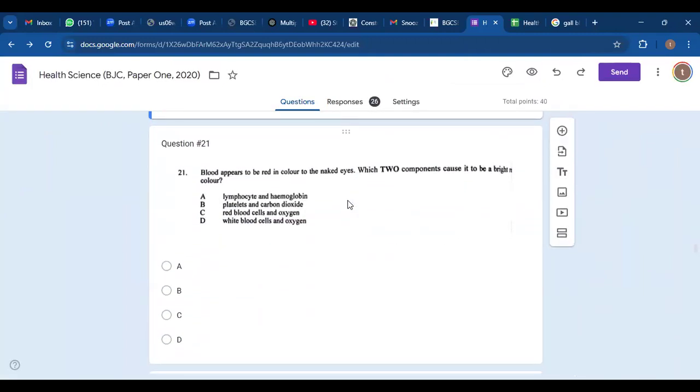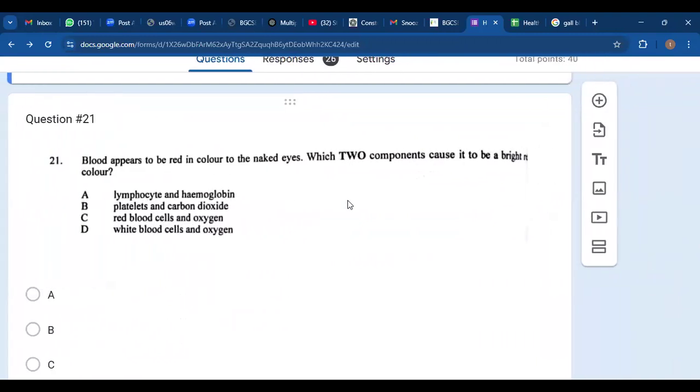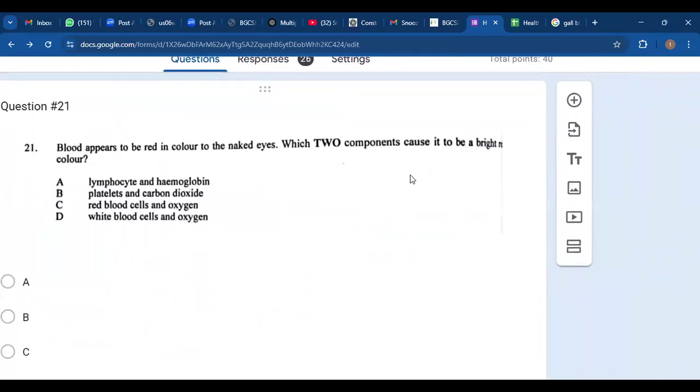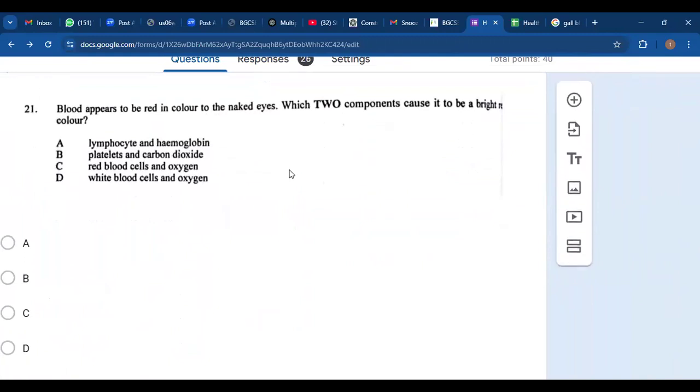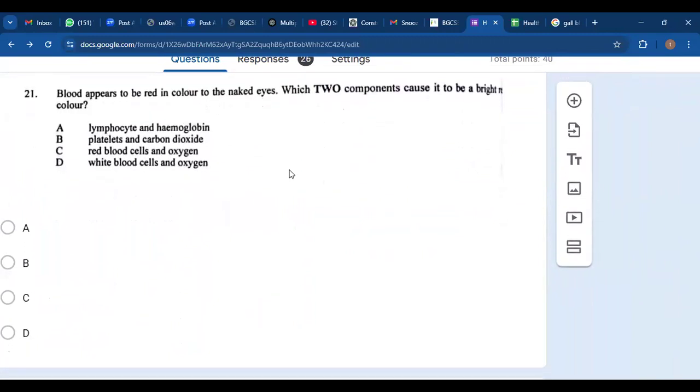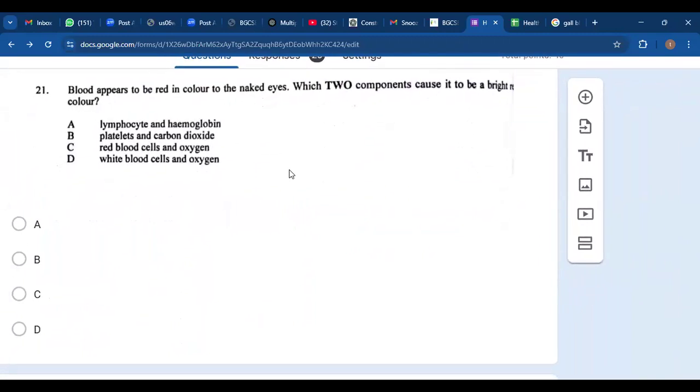All right. Number 21, blood appears red in color to the naked eye. Which two components cause it to be bright red in color? A, lymphocyte and hemoglobin. B, platelets and carbon dioxide. C, red blood cells and oxygen. Lymphocyte is a type of white blood cell. So the correct answer says red blood cells and oxygen.